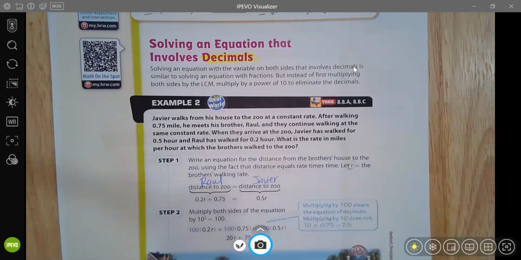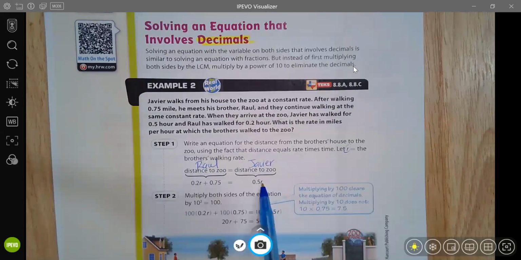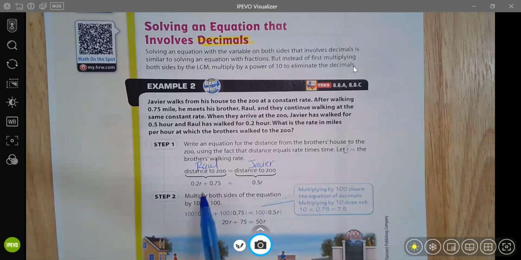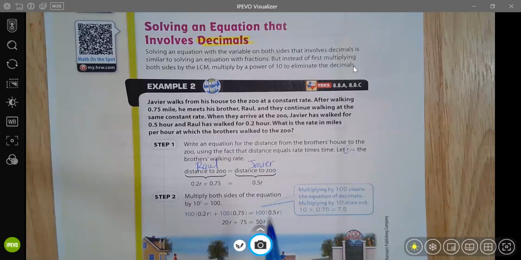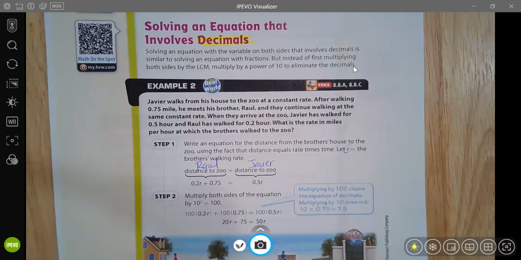Step two, now that we created our equation, it says to multiply both sides of the equation by 10 squared, which is 100. So we're going to take, just like we did with the LCM, each term and multiply it by 100. Now you're probably asking, why 100s?